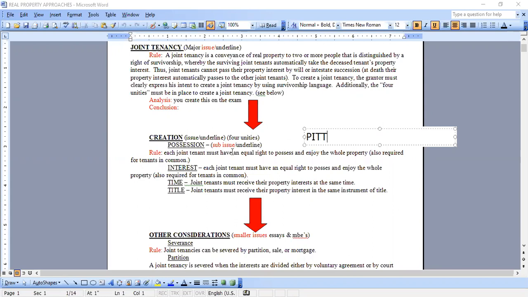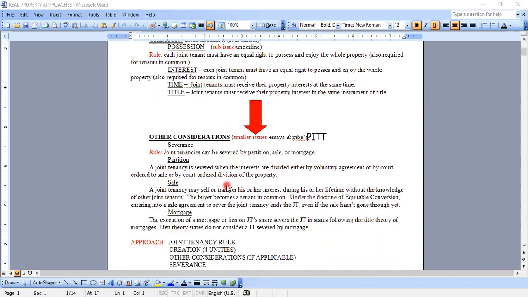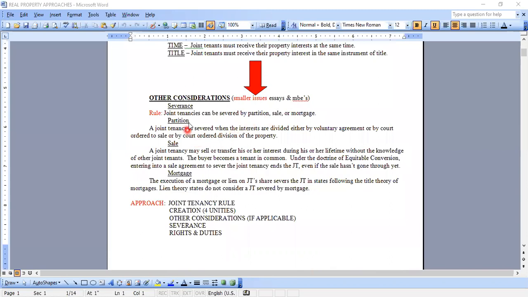P-I-T-T, PIT. That stands for possession, interest, time, and title. You can go over those, but those need to be addressed in your essay. Okay, and then we go on to other considerations for a joint tenancy: severance, partition, sale, and mortgage.